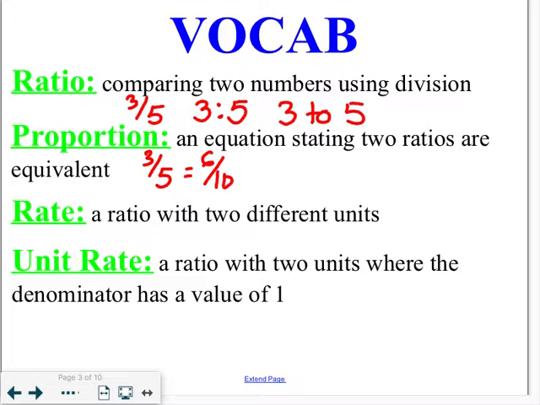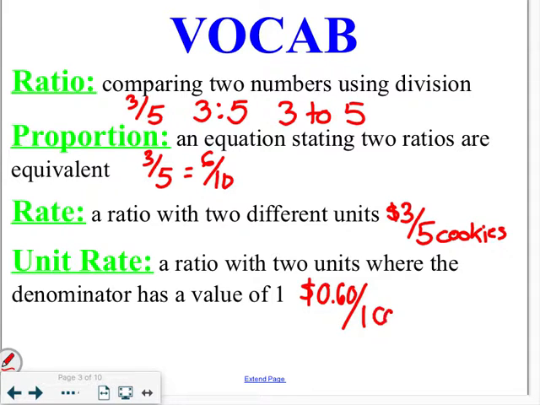A rate is a ratio that uses two different units. So, for example, I could say $3 per 5 cookies. And a unit rate is a ratio with two units where the denominator is 1. So if I said 60 cents per 1 cookie. So all of these are involving fractions. We're referring to them as ratios.